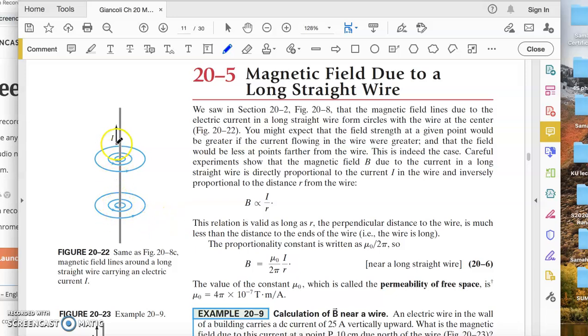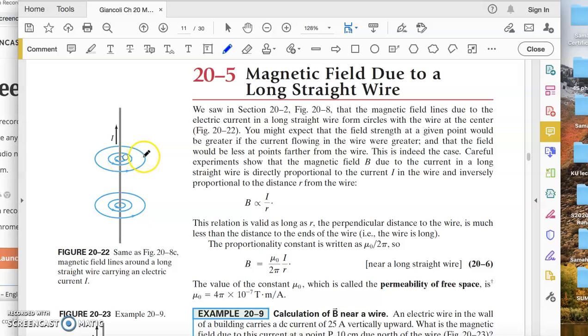So this is the same as the introductory chapter picture, and this is the current, this is the direction of the magnetic field, and it's in a circular path. Since we are talking about a circle, it means we can recognize the strength of the magnetic field at this point or at this point or at that point. For each circle there is a radius.